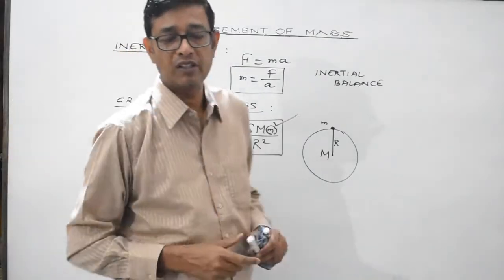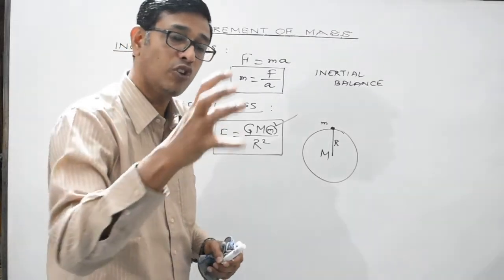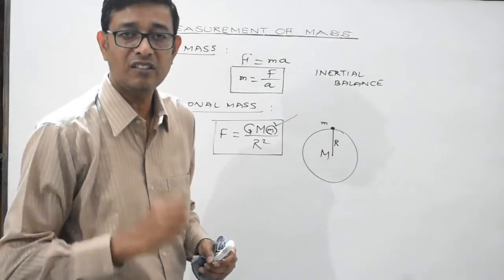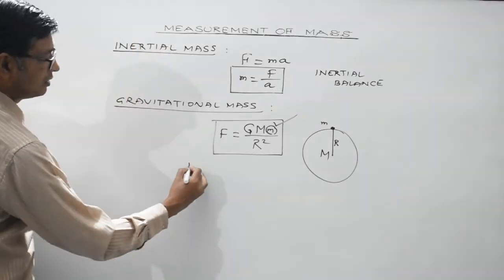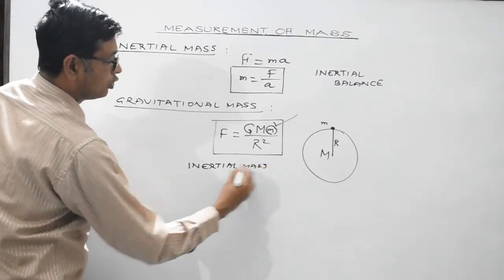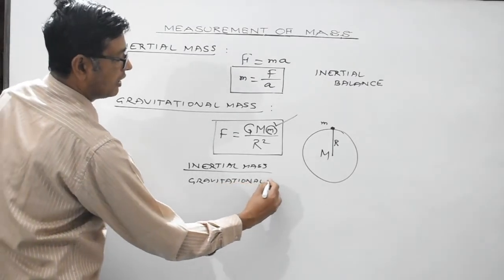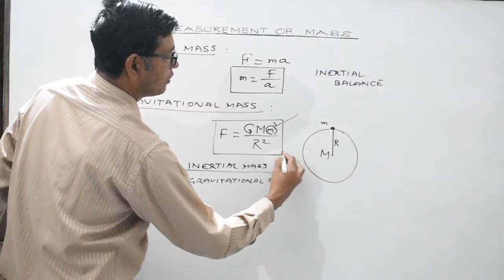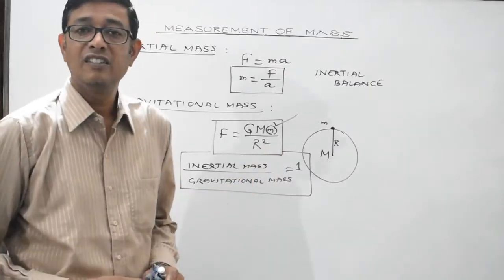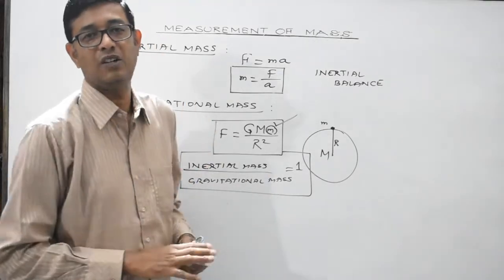And most importantly, both actually give the measure of the amount of matter contained in the body. We are talking about the same body, so its amount of matter should remain constant. What I mean to say is that the ratio of the inertial mass to the gravitational mass of a body is always equal to unity, that is 1. What it suggests is that the inertial mass of a body is exactly equal to its gravitational mass.